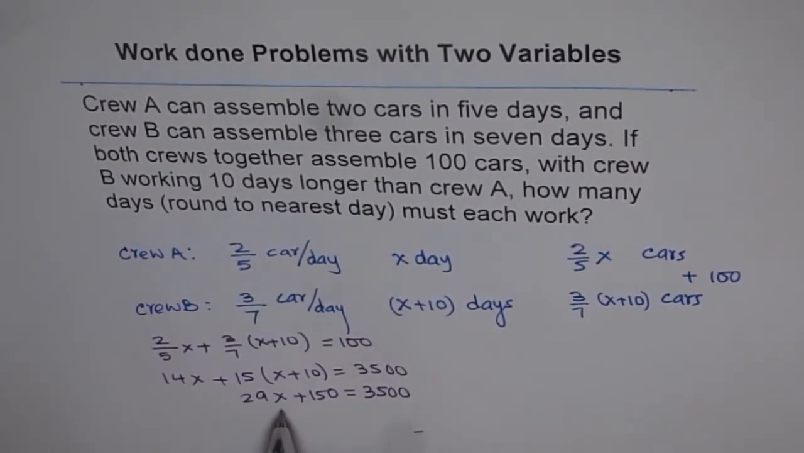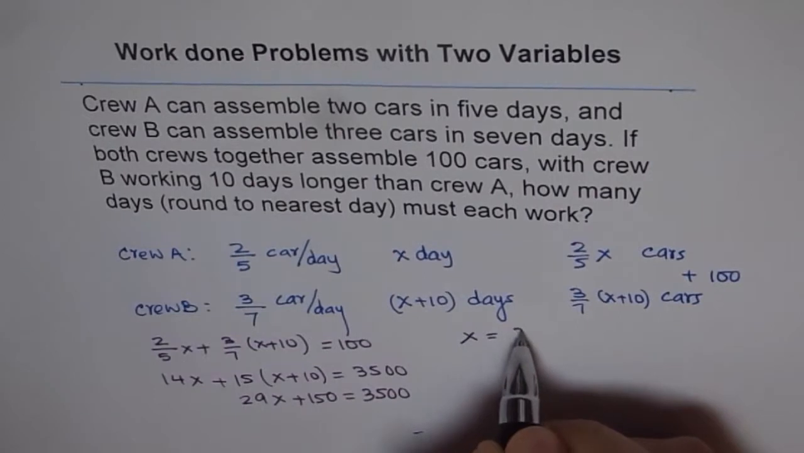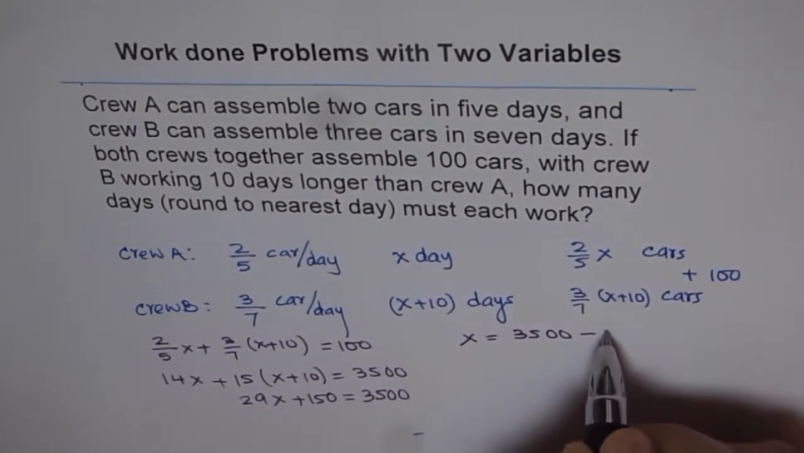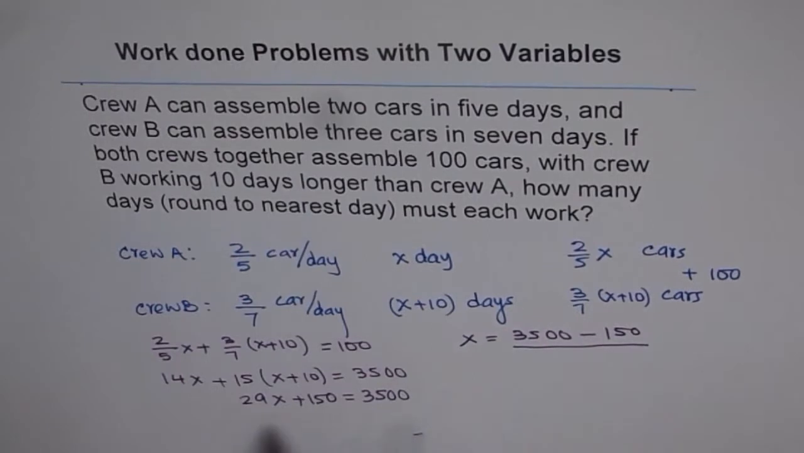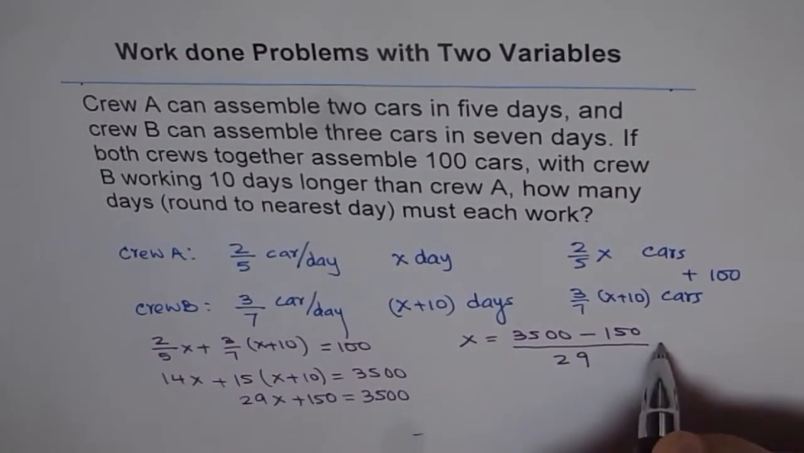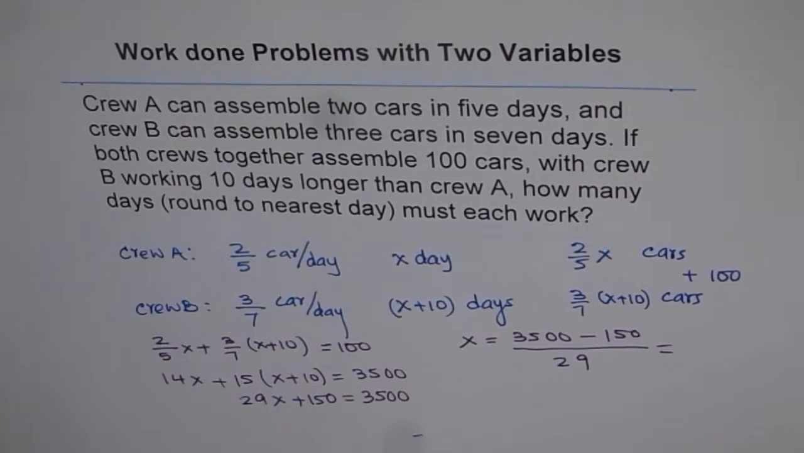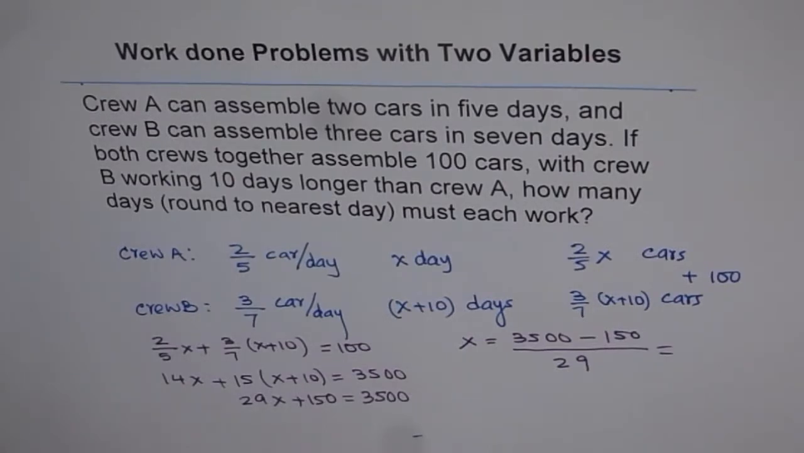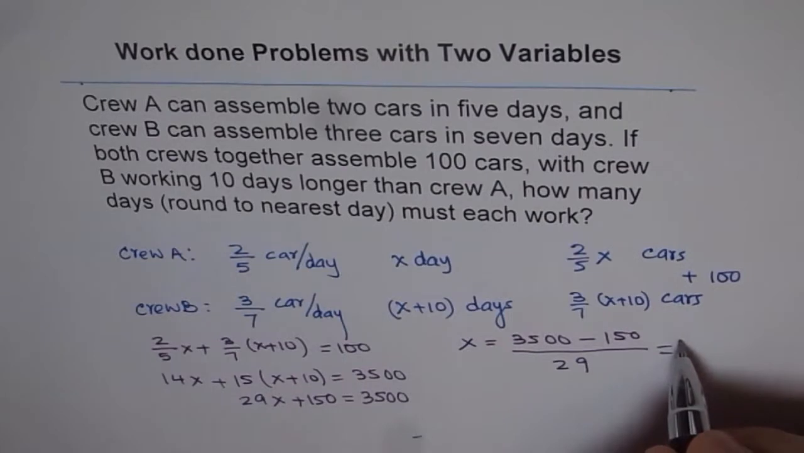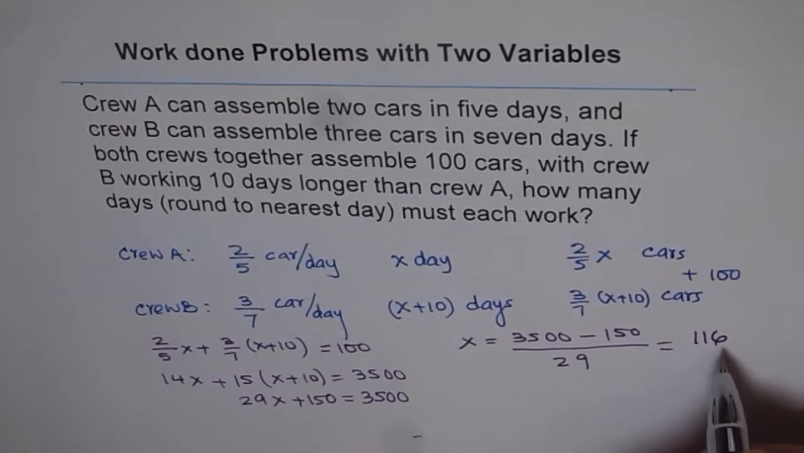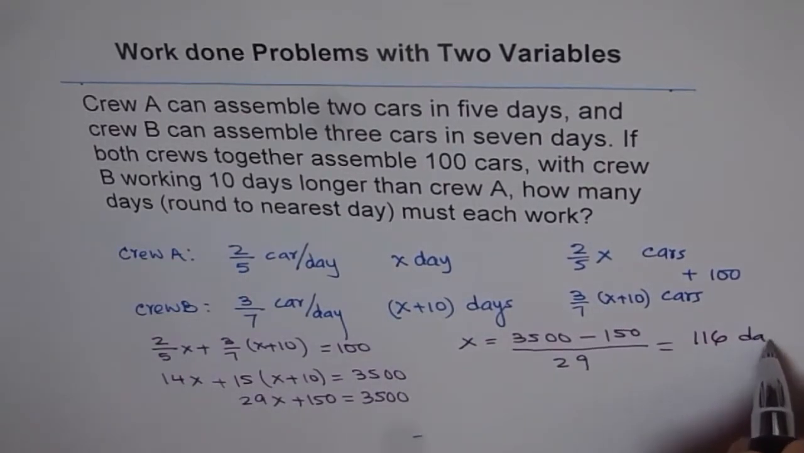Now from here we can find what x is. So we get x equals (3500 minus 150) divided by 29. So that gives us x, the number of days. So let's use a calculator, find the answer. 3500 minus 150 equals, divided by 29. It gives me a fraction, which is 115 and 15 over 29. So we'll round it to 116 days, right? So it gives 116 days.